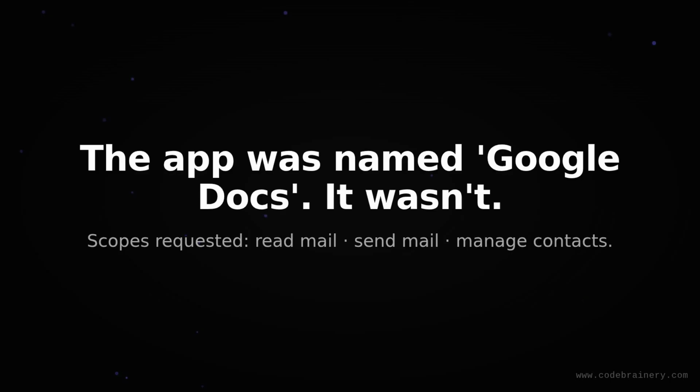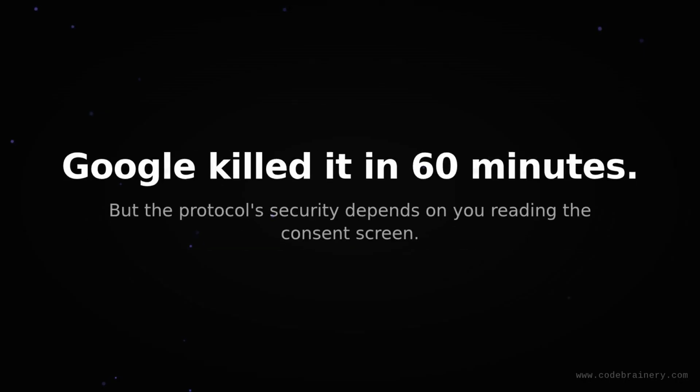They asked for read, send, and manage your email, plus manage your contacts. Whoever clicked Allow handed over their inbox. The script then emailed everyone in their contacts. A worm. Google killed the campaign in about an hour. Restricted apps named after Google products. Tightened verification.